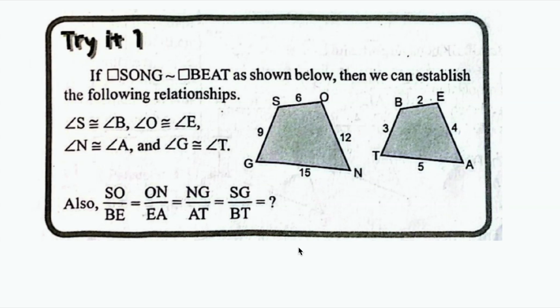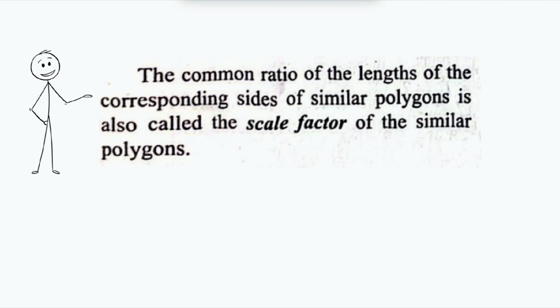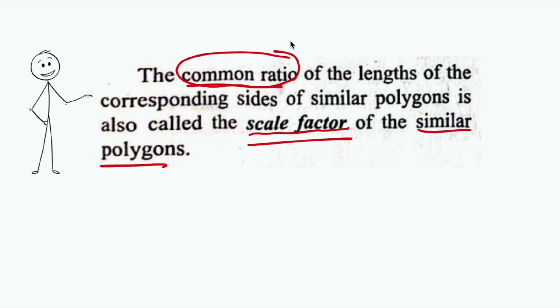So what we're going to do here is define what the common ratio is. The common ratio of the lengths of the corresponding sides of the similar polygons is what we call the scale factor of the similar polygons. So when we are dealing with similar polygons, the common ratio is called the scale factor.